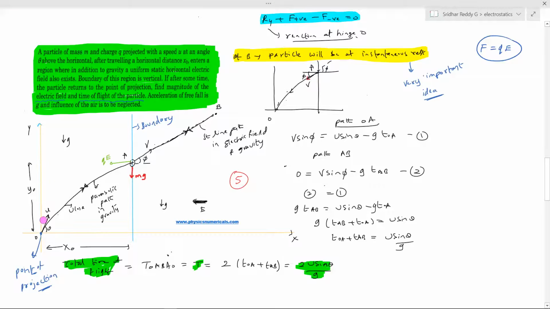Now let's come to this one. The charged particle is projected with a speed u at an angle theta. In the presence of gravity, only gravity is present here, so it's going to describe a parabolic path and it will reach the boundary. It's a positive charged particle. This distance is x naught. So what is the time taken to move from O to A? Let it be T_OA.